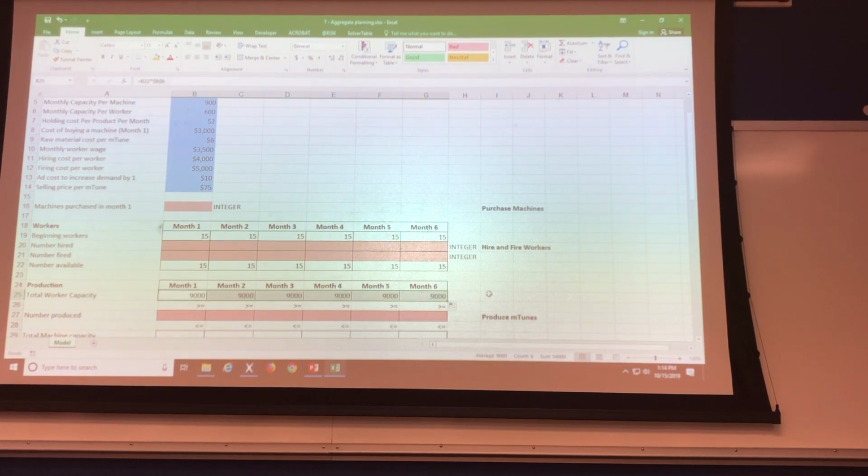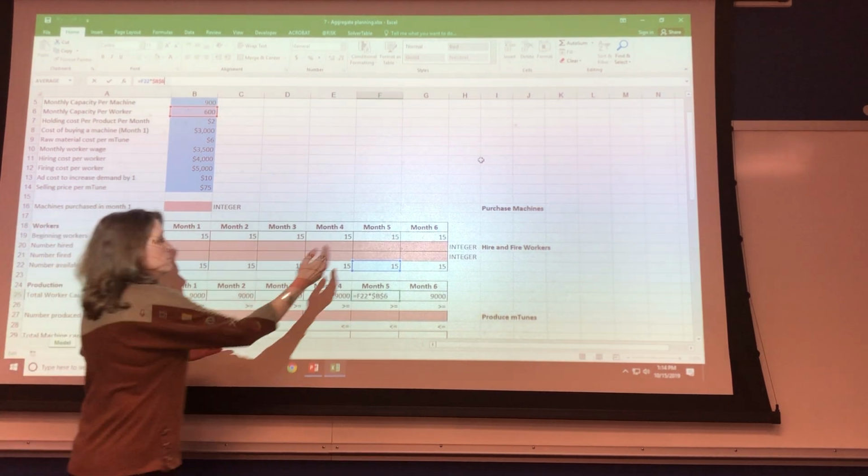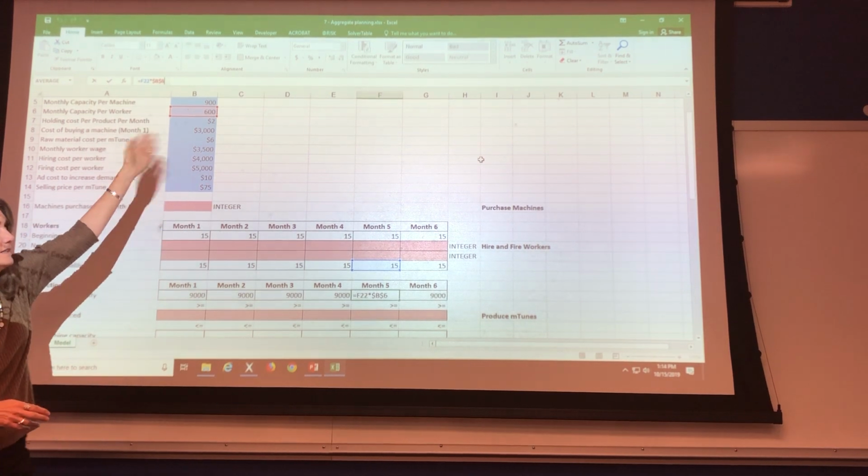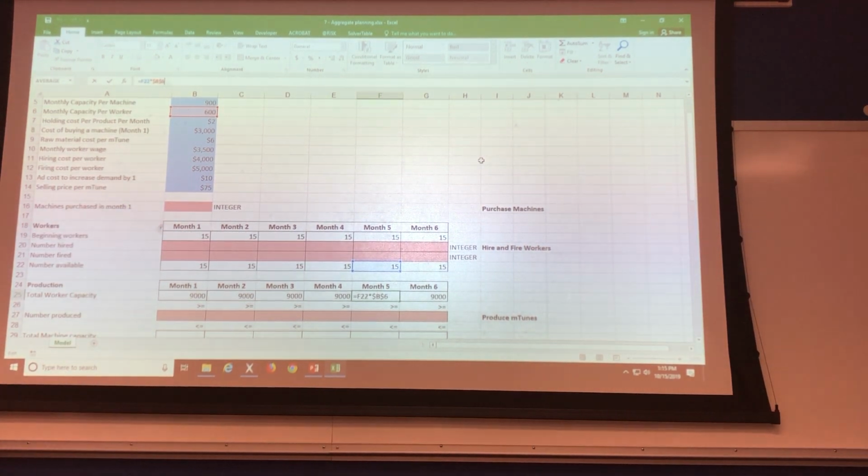And again, here's the spot checking thing. I move to another month further over, I click on it, and I make sure that in month 5, this is month 5 workers times the 600 over here, and that it didn't copy into some strange place. So I'm going to check on those kinds of things.